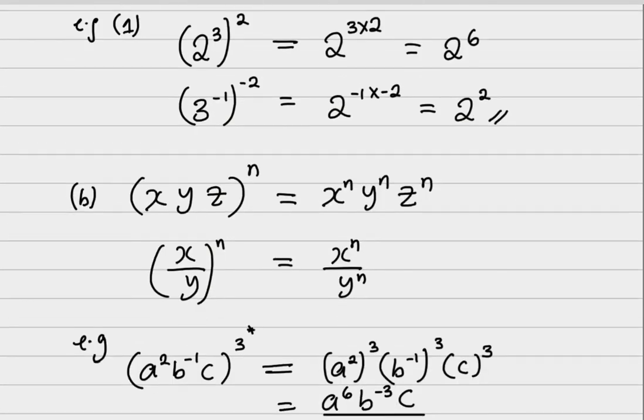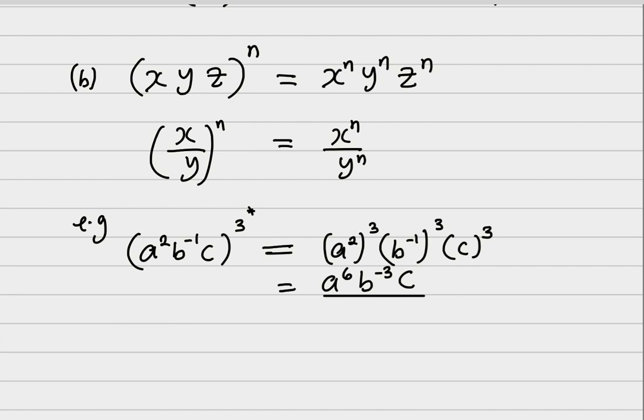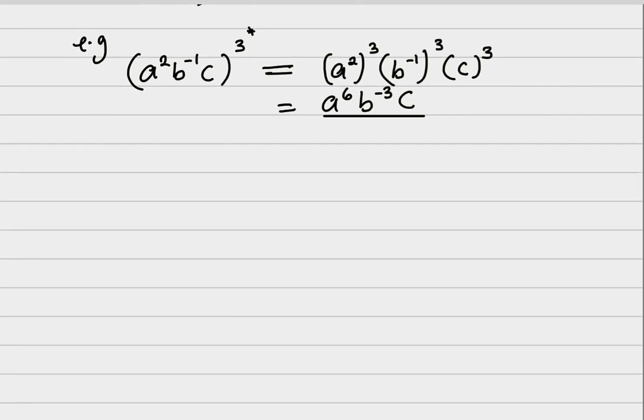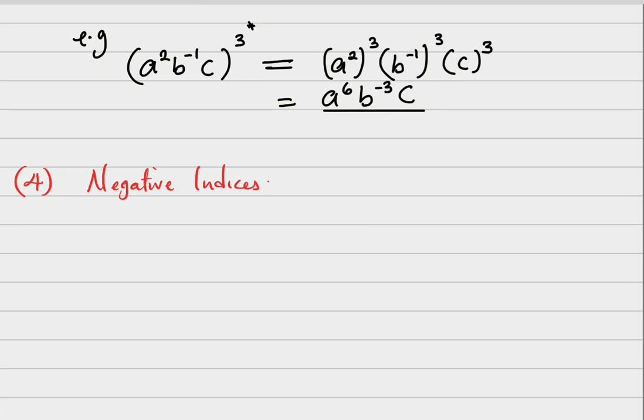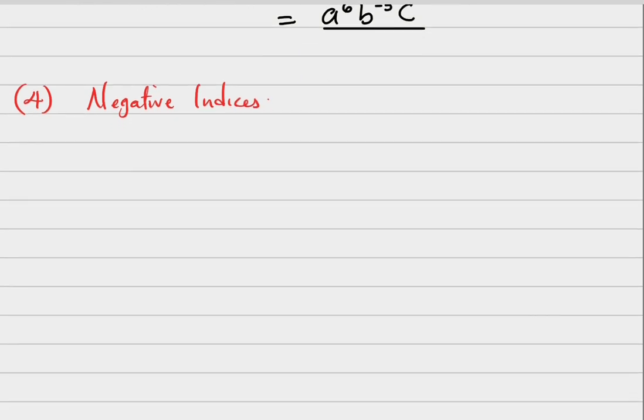So quickly, let's move to the next law. The next law is negative indices. That's the fourth one. So we are looking at negative indices. Now you see, this is very important. Let me start with this. It says that x raised to power minus n is equal to 1 over x raised to power n. But I need to explain this so that you understand. How do I come about this? Okay, watch.